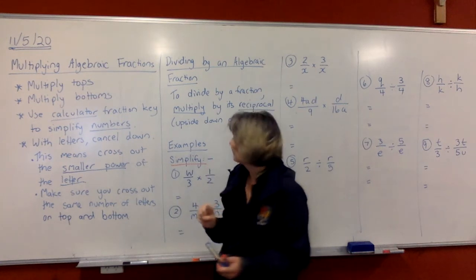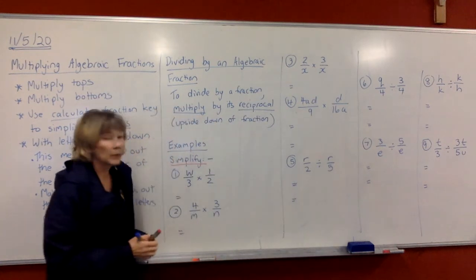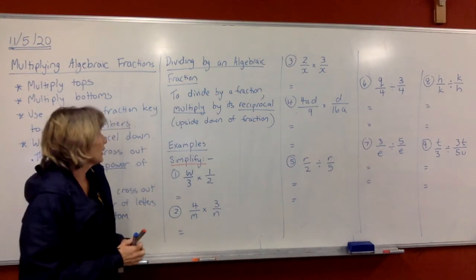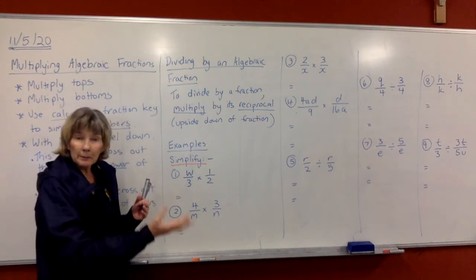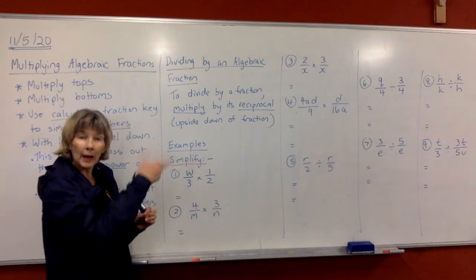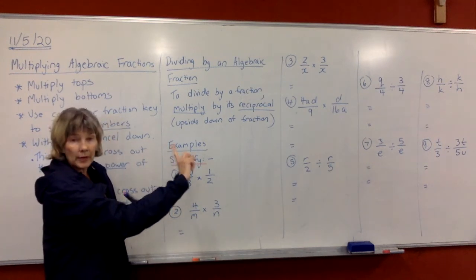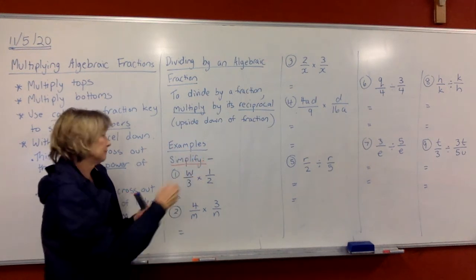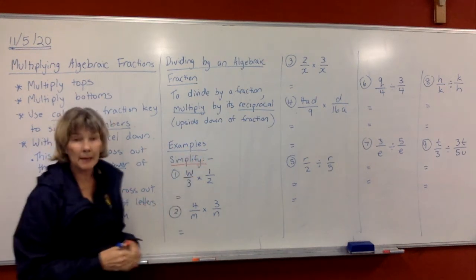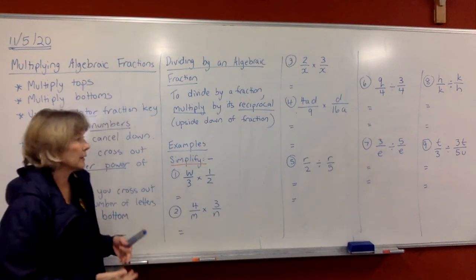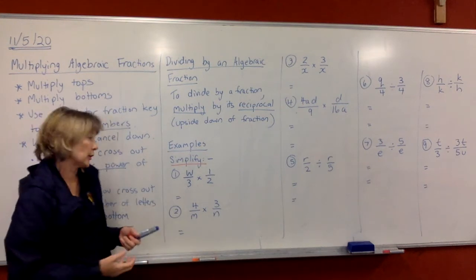In the dividing, when you get to dividing by an algebraic fraction, whatever you're dividing by, you multiply by the upside down of that. It's called the reciprocal. It just means you turn that second fraction upside down. So we're going to go through some examples of different ones, multiplying and dividing, and then get to some harder ones in the next video.